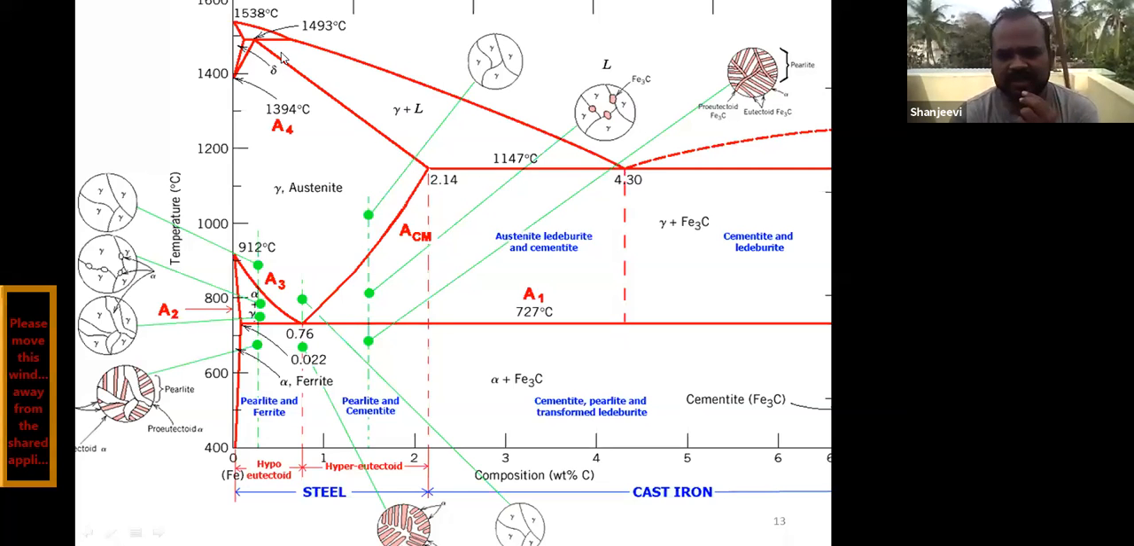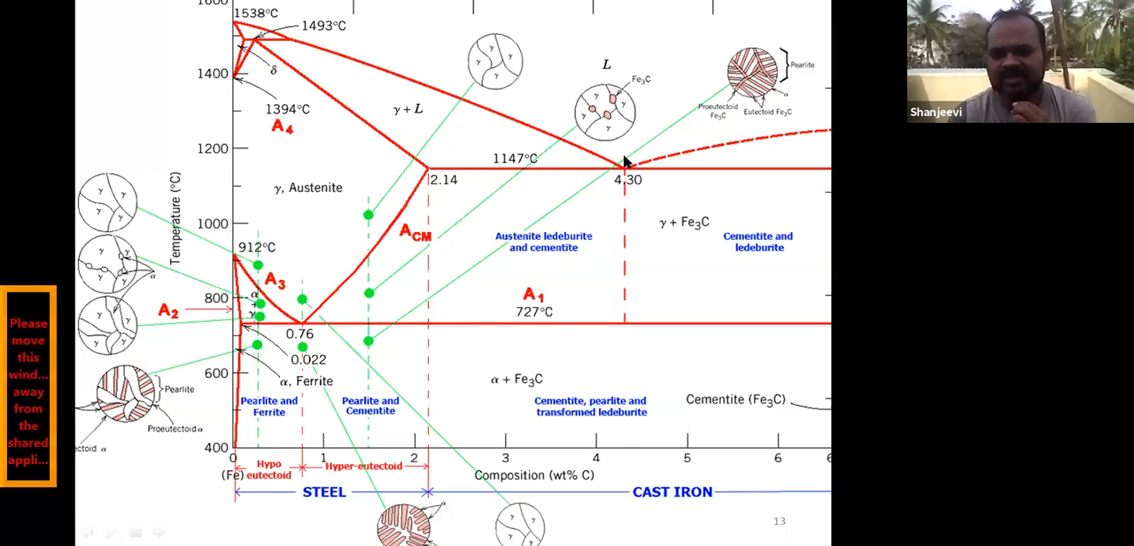Now I will say briefly about these. Here is pure delta; above this curve it is completely liquid. Below is liquid, and the adjacent left side is delta, so it is liquid plus delta. This is the way you have to represent it. At 1495 degrees Celsius, with a maximum of 0.18 percent carbon, the liquid changes into delta ferrite and austenite. Likewise, we have to study.